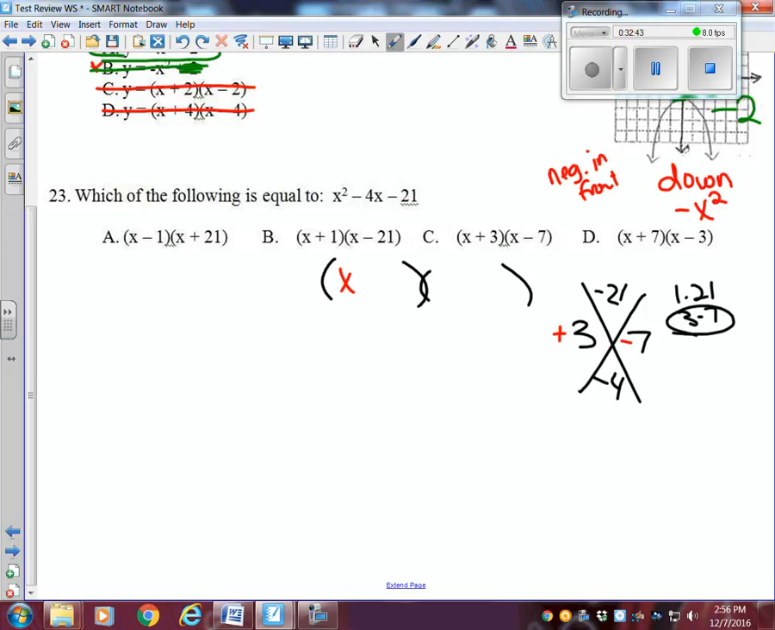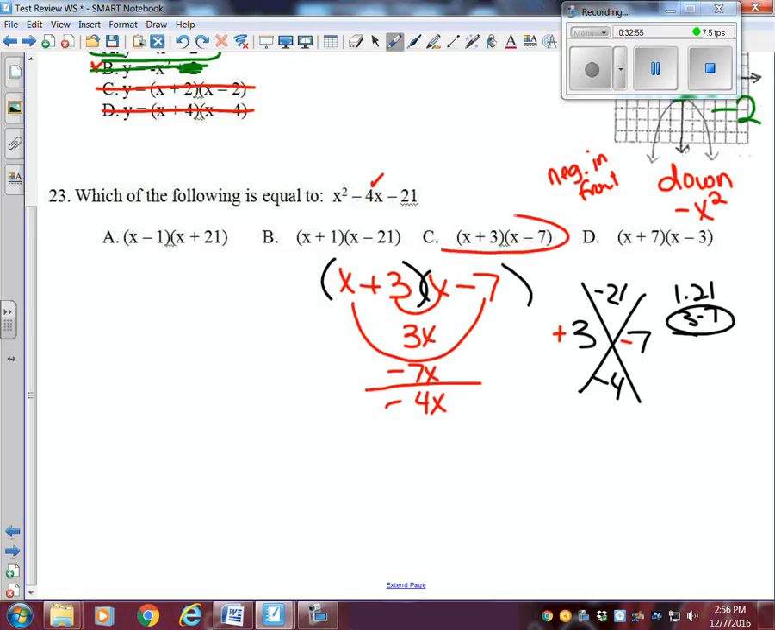So x plus 3, x minus 7. If you want to check the middle term, this is the way to do it. Sure enough, I get negative 4x, which is the middle term. So it's plus 3, minus 7, choice C.